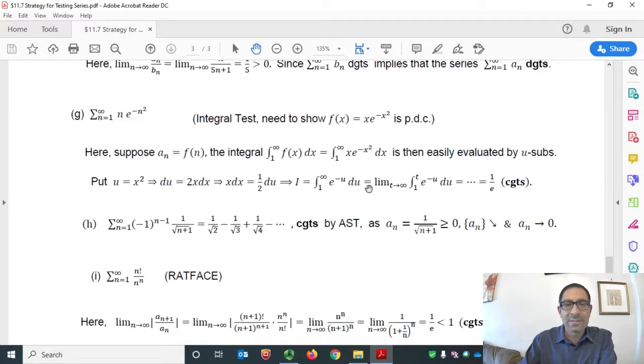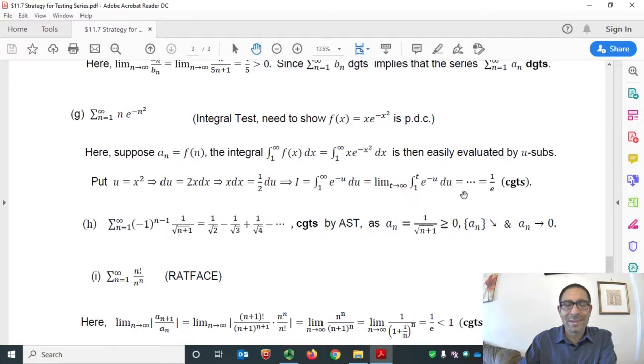And the next step, how to evaluate the improper integral. We take a limit of the definite integral, right? So introduce a variable t, then take the definite integral of e to the minus u from 1 to t, and take the limit as t tends to infinity. And don't forget we have the 1/2 here.